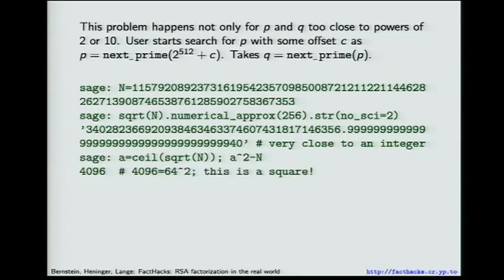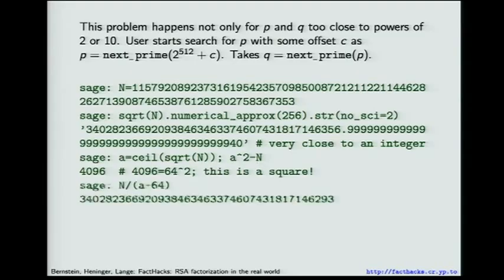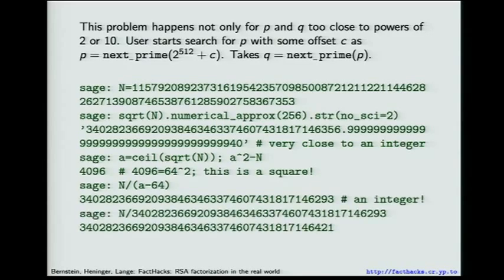So the difference of n and a square is a square. And then I take a minus 64 and divide n. It's an exact division, so I found one of the factors. And then there's the other factor. So it doesn't matter whether it's a power of 2 or power of 10. What matters is that the numbers are too close.